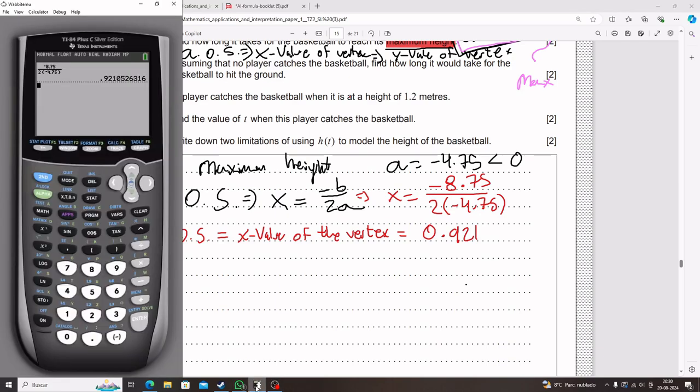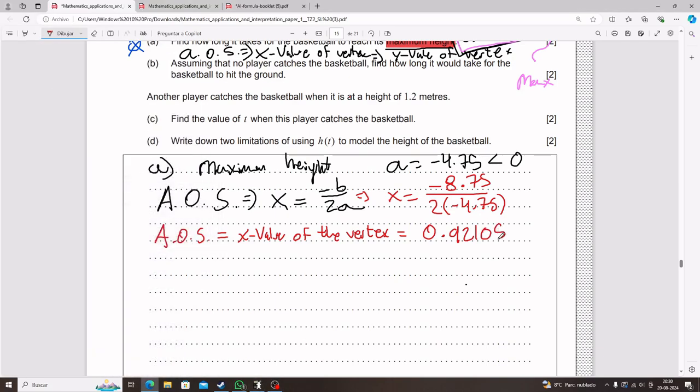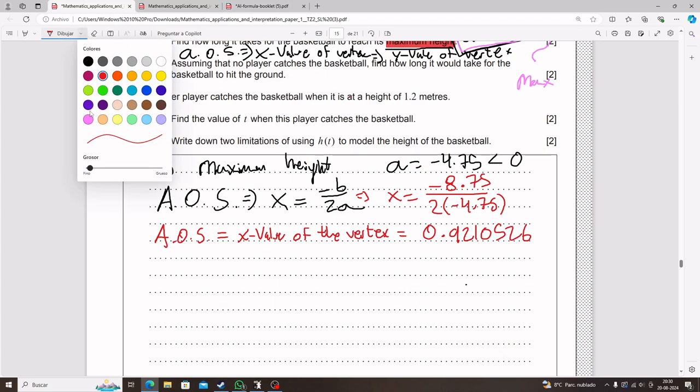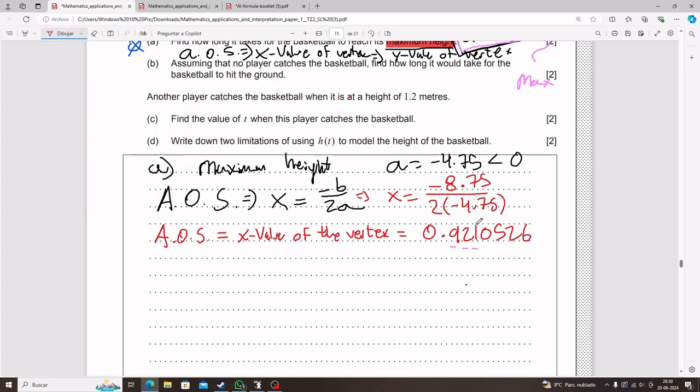So the axis of symmetry is the x value of the vertex, which gave me 0.921 0526. If I were to do 3 significant figures, I would count 1, 2, 3. This one, do I round it up or keep it the same? I keep it the same. So for significant figures, you can put the whole number, but for now I'll put 0.921.